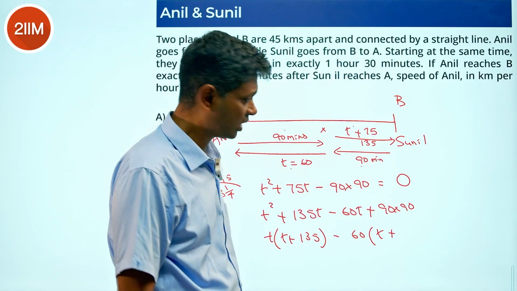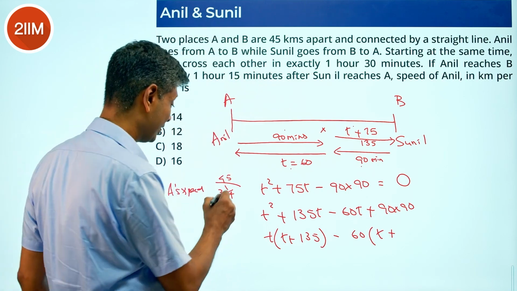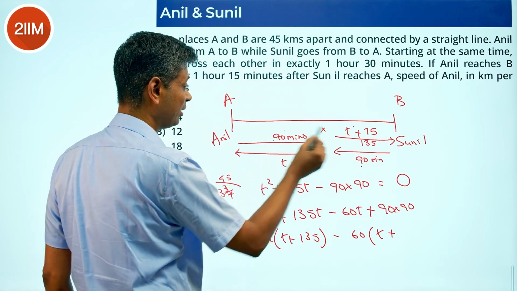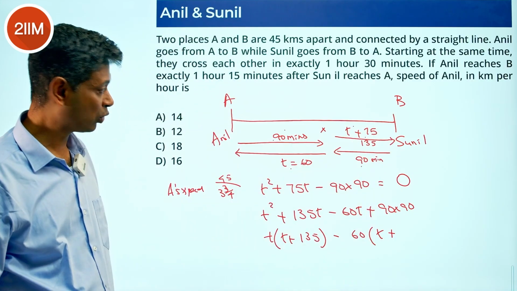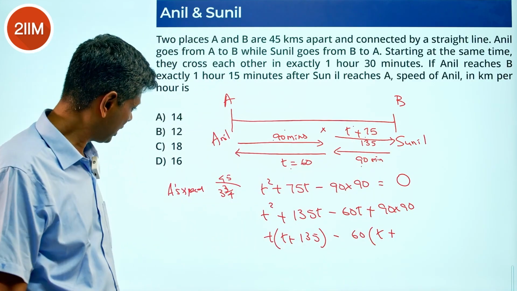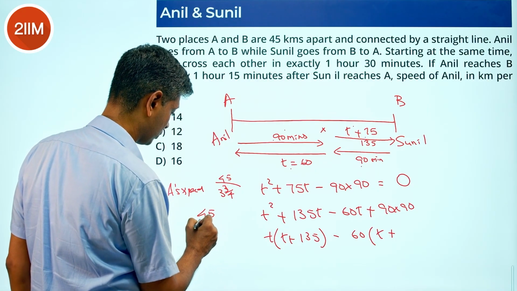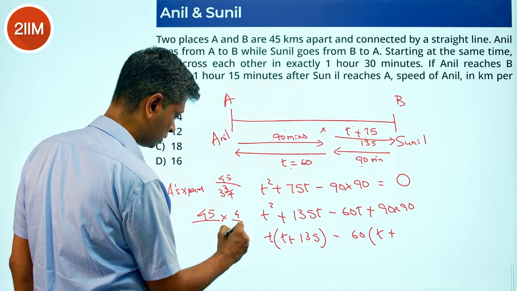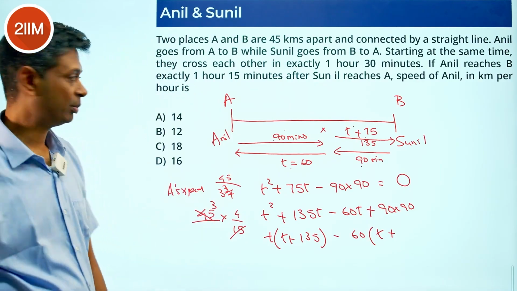135 minutes is 2 hours and 15 minutes. Plus 90 minutes, sorry, 3 by 4. 90 minutes plus 2 hours 15 minutes. So 3 hours and 45 minutes, 3 by 4. 3 into 4 is 12, 12 plus 3 is 15. So this is 45 by 15 by 4. 3 into 4, 12 kilometers per hour.